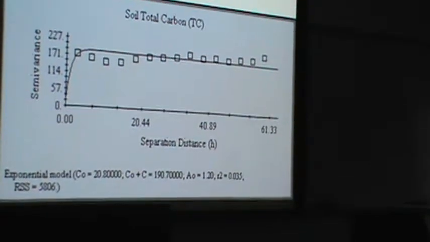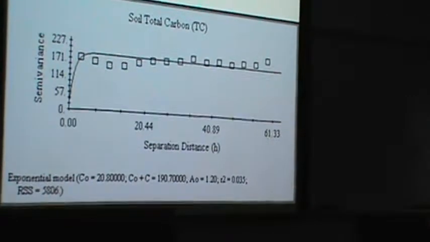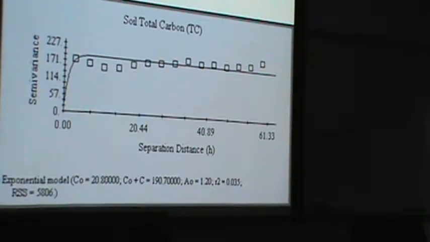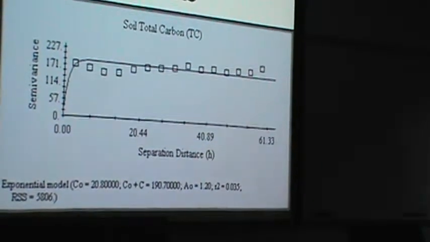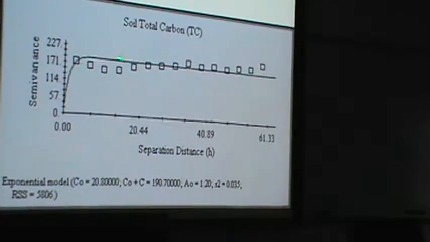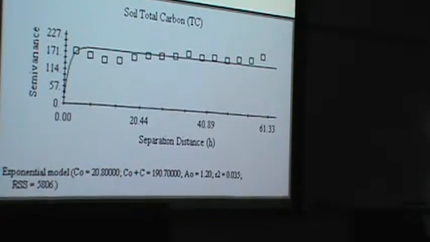This is a variogram of soil total carbon. It shows the range, which is 1.20, which is the maximum distance across the field that you can go before you will see a change in the data. So data will remain constant once you reach the 1.20.